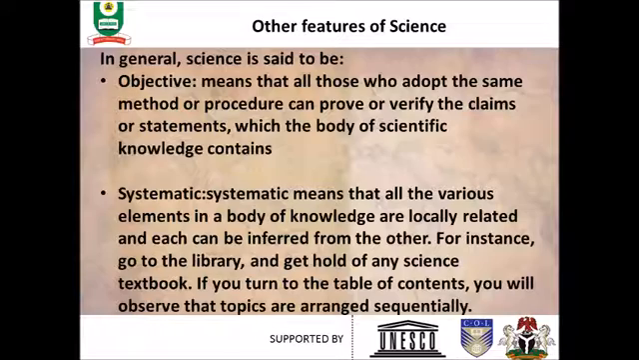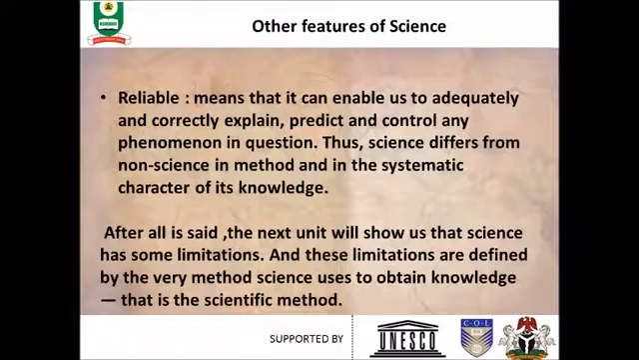Being systematic means that all the various elements in a body of knowledge are logically related and each can be inferred from the other. For instance, you go to the library and get hold of any science textbook. If you turn to the table of contents, you will observe that the topics are arranged sequentially. Basic topics in biology such as the cell, its structures and functions are discussed before topics like the structure of the liver, kidney, or brain. These latter organs are made up of cells, so you need to understand what the cell is before you understand the structure of the kidney or the liver.